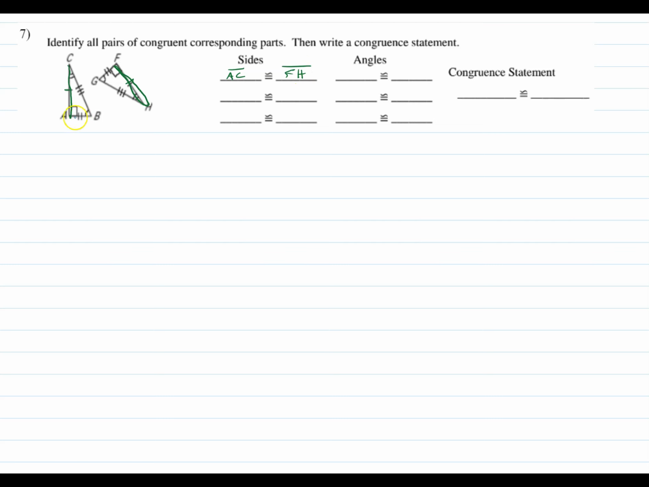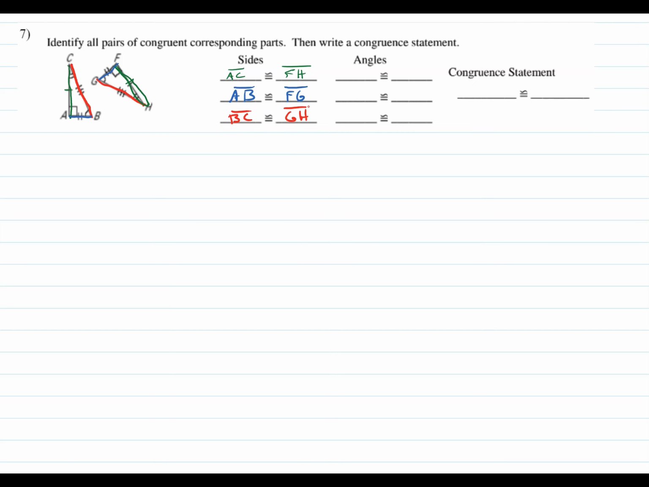Then let's look at the side with two tick marks. On the first triangle, that's AB. FG has two tick marks, so side AB is congruent to side FG. Next and last, the side with three tick marks. Side BC in this triangle corresponds to side GH in the other one. So side BC is congruent to side GH.